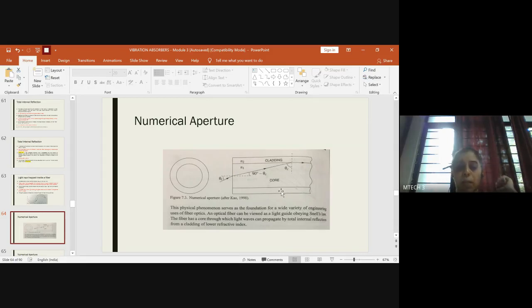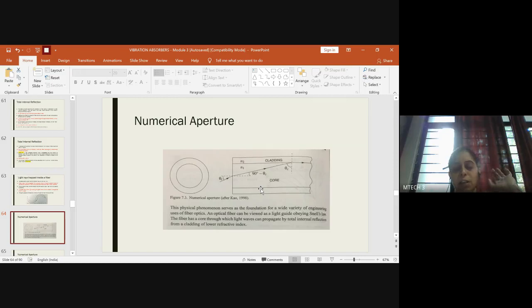When the light ray is made to pass through the core, this is the incident ray. When you apply a ray of light through the core, if the incident ray is equal to the reflected ray, then the light ray gets reflected within the core. It won't go into the cladding, and the rays of light can be transmitted from the input to the output. In that case, it follows Snell's law.